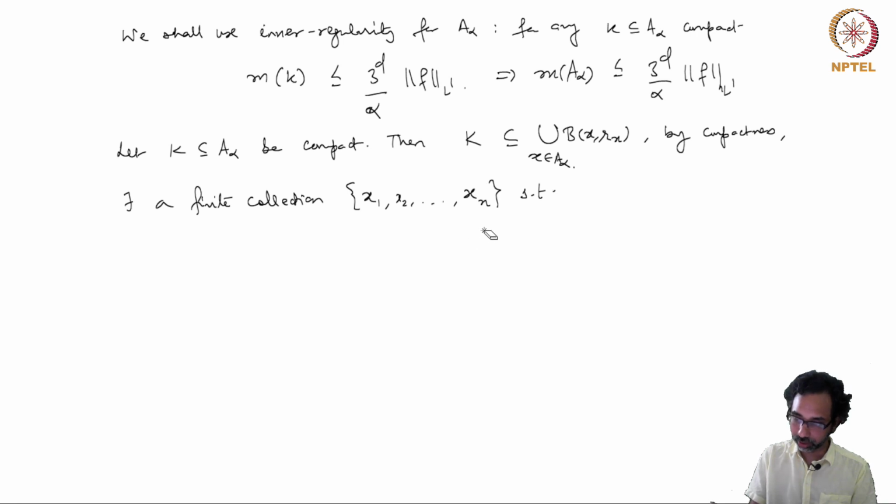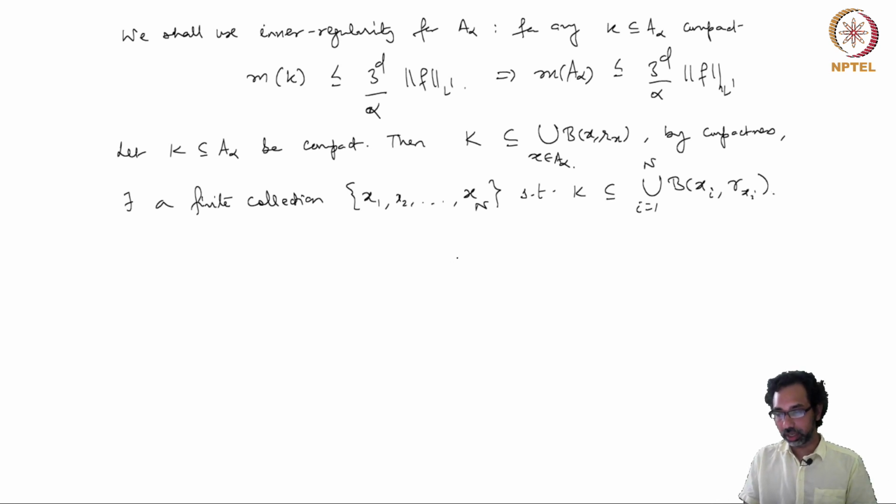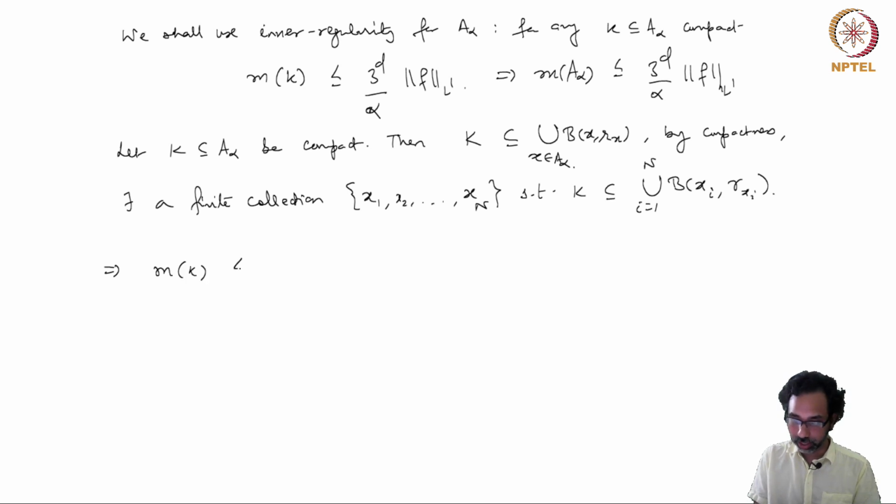Let me write capital N here, such that K is covered by the union i from 1 to capital N of B(x_i, r_{x_i}). So this is now a finite collection of balls. So now we have the measure of K is less than or equal to the measure of the union i equal to 1 to n of B(x_i, r_{x_i}).